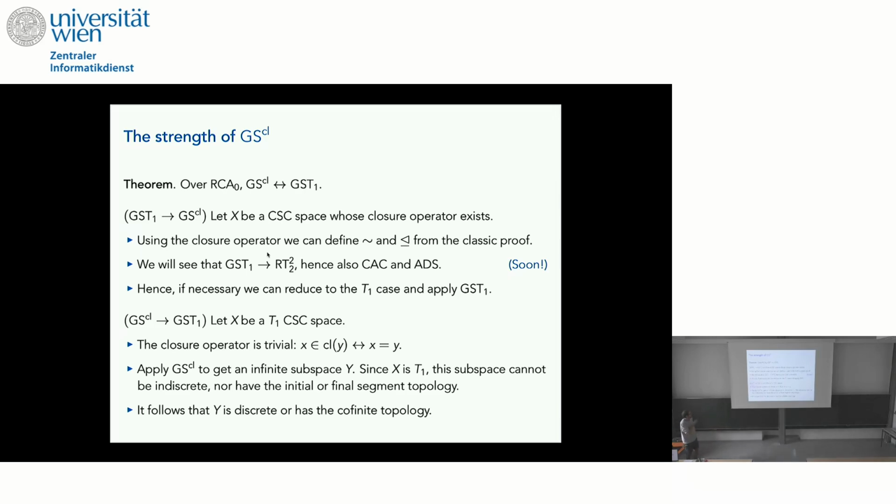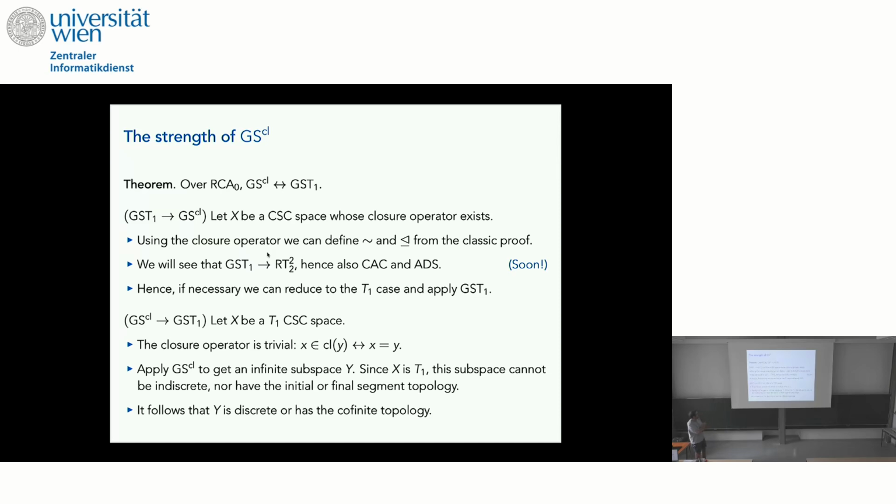All right, let's do the reverse. So GSCL implies GST1. Let's consider we have a T1 CSC space. In a T1 CSC space, the closure operator is trivial. The closure operator only contains the point; the closure of X is X. So trivially, this X is an instance of GSCL.